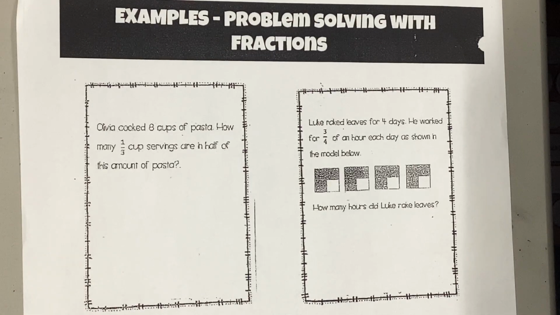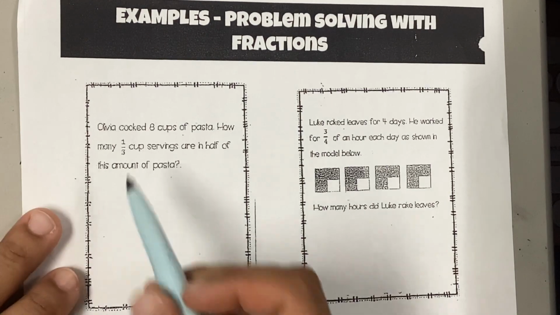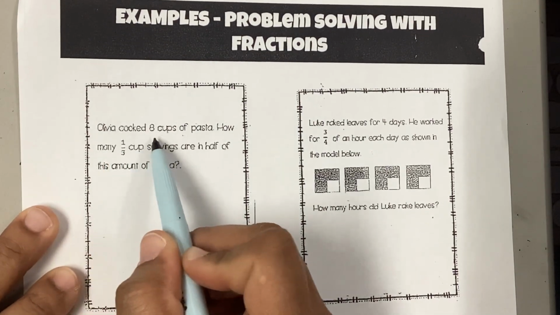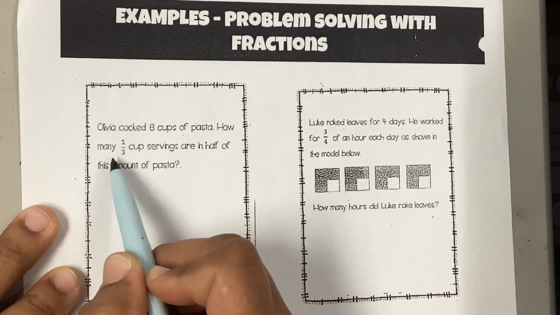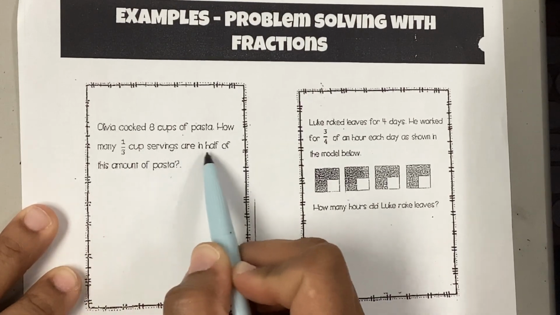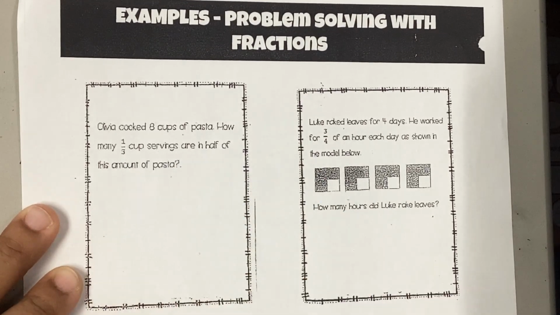Examples. Problem solving with fractions. So we're going to look at each one of these problems and we're going to decide if we're multiplying or dividing. We're going to solve it out as well. So the first one says, Olivia cooked 8 cups of pasta. How many 1/3 cups are in half of this amount of pasta?